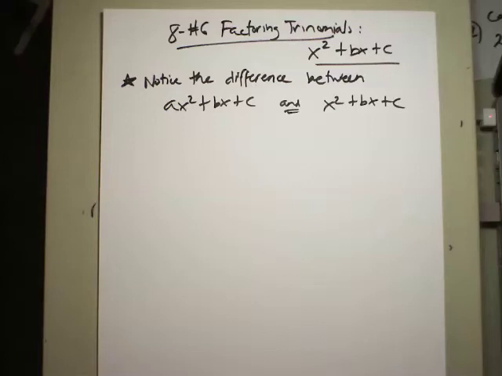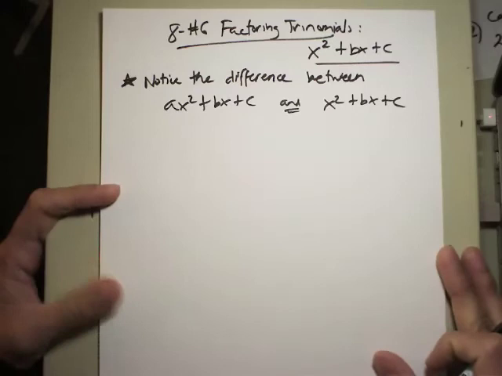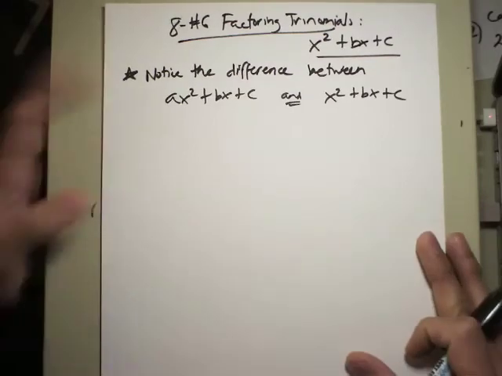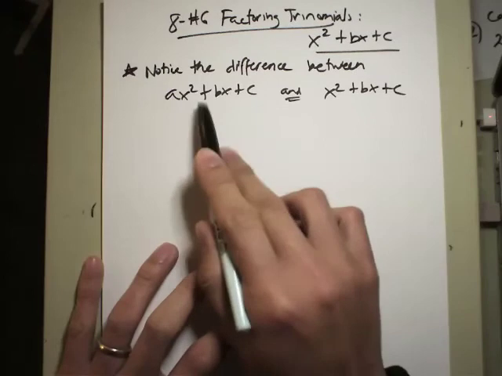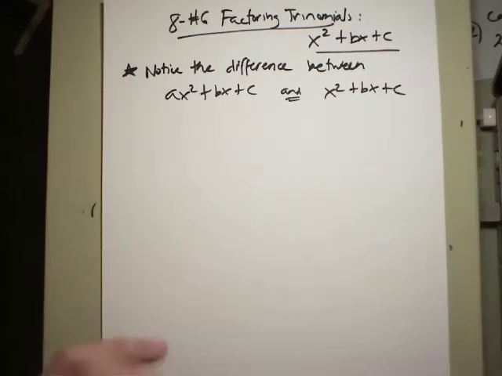So let's start lesson 6 with factoring trinomials. Notice that this time around the format is x squared plus bx plus c. One of the key concepts I wanted you to notice here is the main difference between what we just covered in lesson 5 and what we have now.